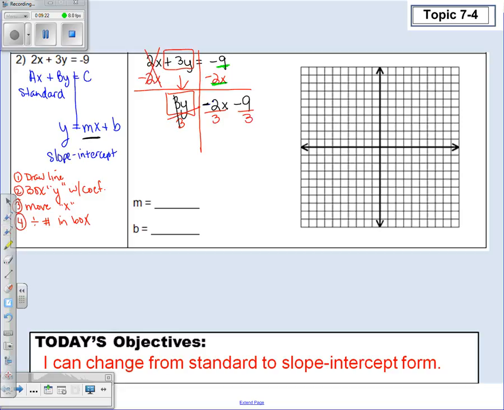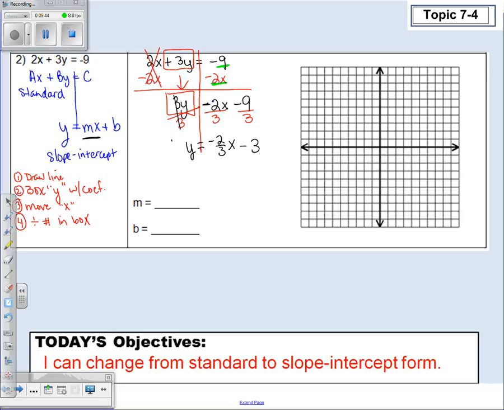So our 3's on the left will cancel. We're left with y equals. On the right, I have a negative 2/3 x. And then I also have a negative 9 divided by 3. Negative 9 divided by 3 is a negative 3.